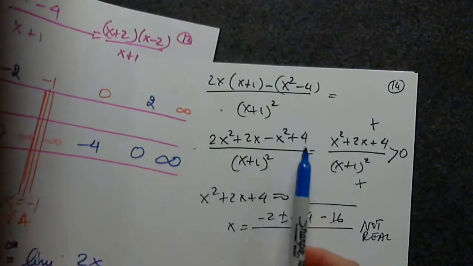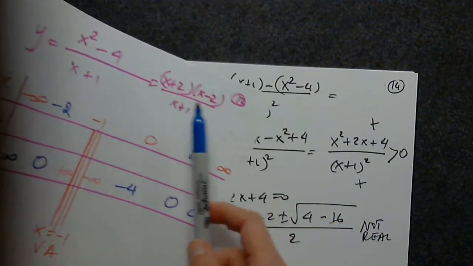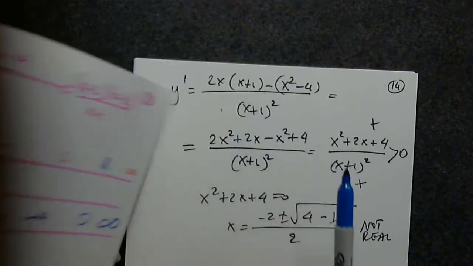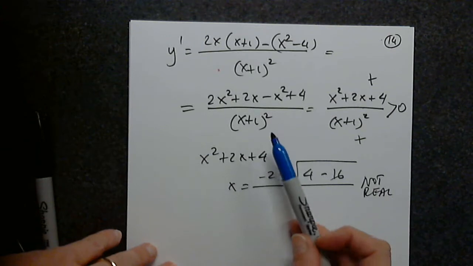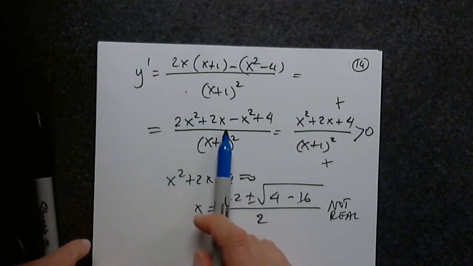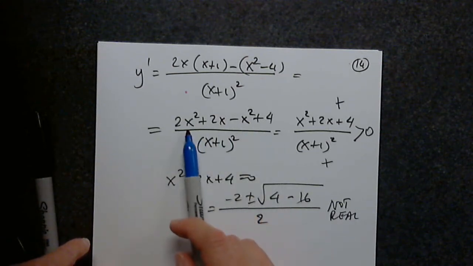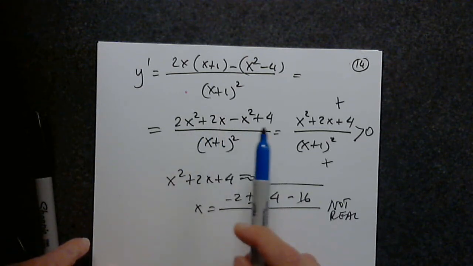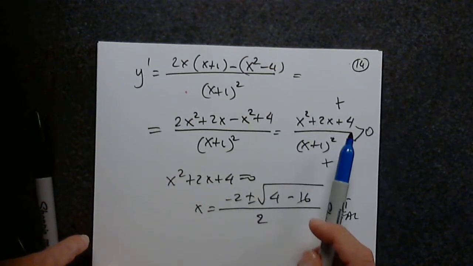So it is 2x, and it is x plus 1. And yes, that's correct. So what did I do? So it is 2x squared. It is 2x. It is x squared. And it is plus 4. And it is x squared. And it is plus 2x. And it is plus 4. But something is wrong.